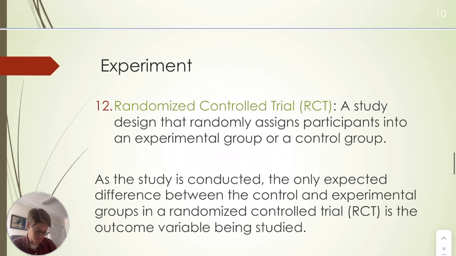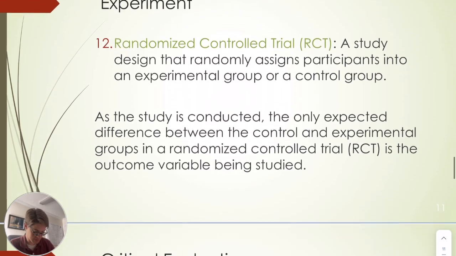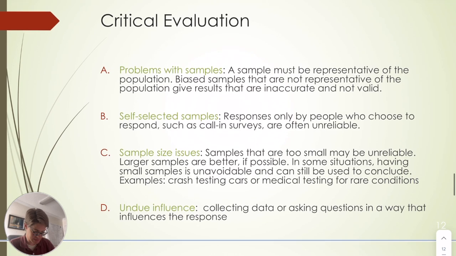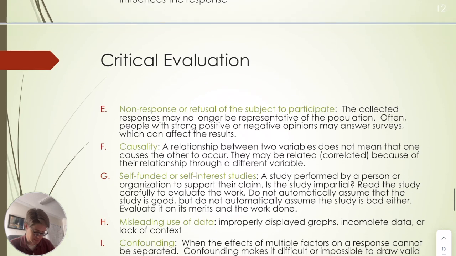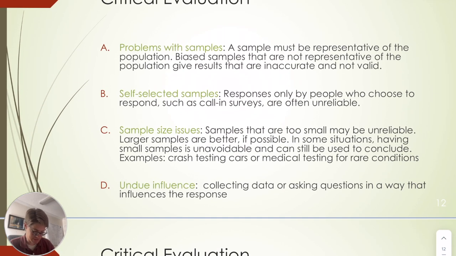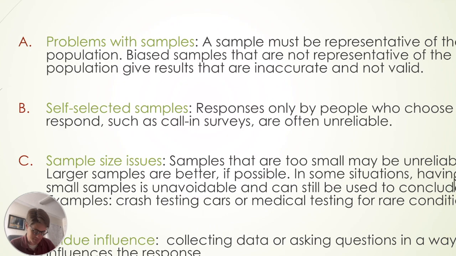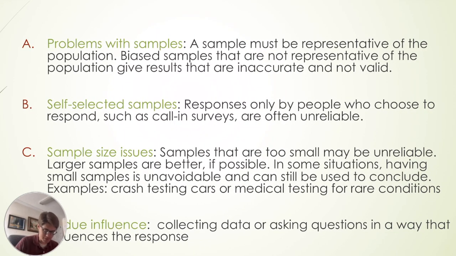Okay, I would like to now pause for a second from our terminology to talk about critically evaluating studies. And what I want to present to you here is 9 different aspects of a study that are commonly misused. Now, I'm not saying that studies commonly have errors in them, but if there are errors, these are commonly what the errors are. So you've got problems with a sample. A sample must be representative of the population. If you have a biased sample, then your results may or may not be accurate.